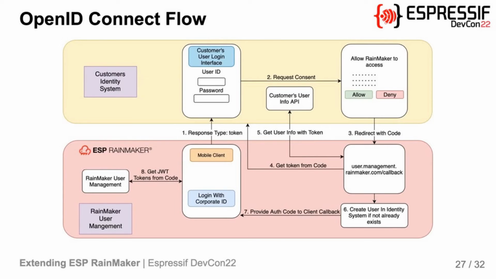Once the user says, okay, I allow sharing the data, this UI will redirect to RainMaker. That is a callback URL, which will take this data, get the token from your system, and get the user information from your system, depending upon the scope the user has provided. Cognito will see if the user exists or not, create a user, and authenticate the user and provide the access tokens through which users can seamlessly access the RainMaker platform.